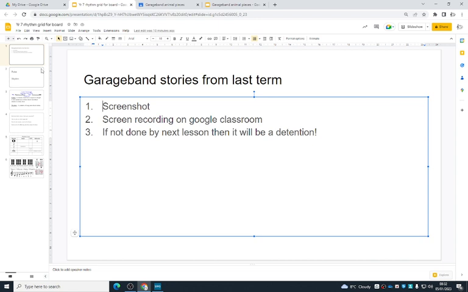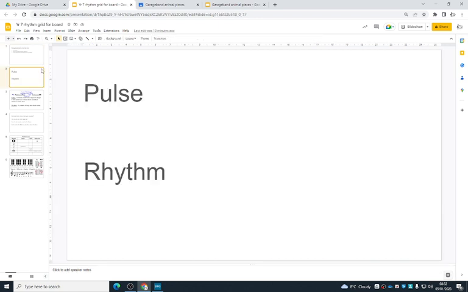So moving on, this lesson was all about pulse and rhythm. So think about your pulse. Your pulse is your heart rate. Your heart rate is a steady beat. And that is exactly the same idea in music, that the pulse of a piece of music is a steady beat that you tap along to with a piece of music.